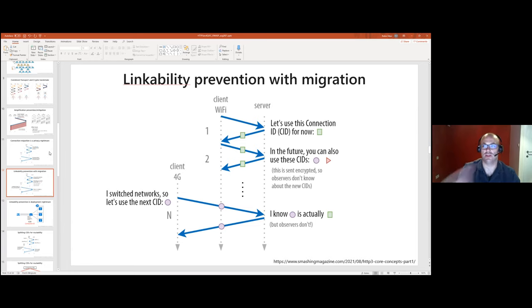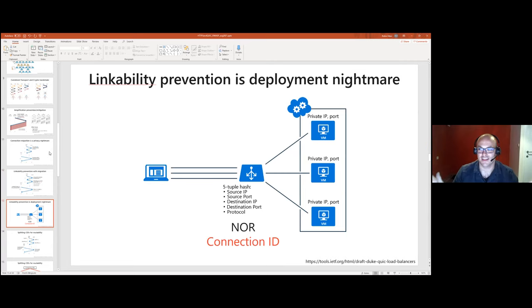Because this sounds good, right? So we can do connection migration, we have no linkability. That's what it's called in the QUIC draft. No linkability between these connections. That's fine. Okay, now let's deploy this with load balancers, right?